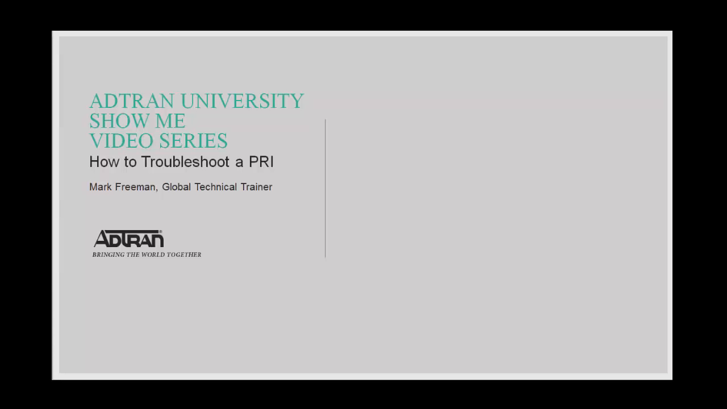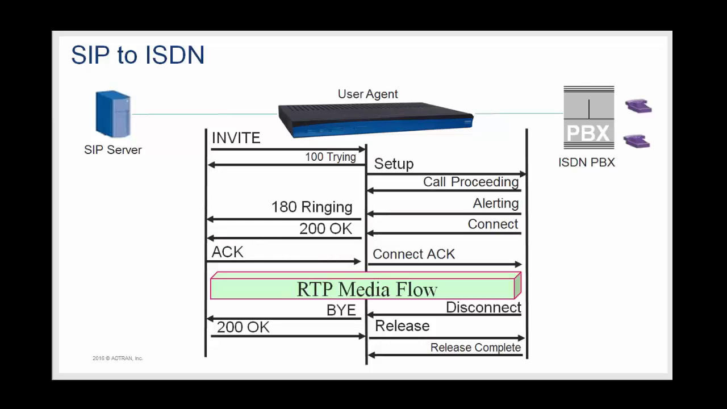In this video, I'm going to show you how to troubleshoot a PRI. Before we can troubleshoot a PRI, it's very important to know and understand the messages that are going between the user agent, which is the ADTRAN, and the SIP server, which are the SIP messages, and then the PRI messages, which is between the ADTRAN and the customer's ISDN PBX.